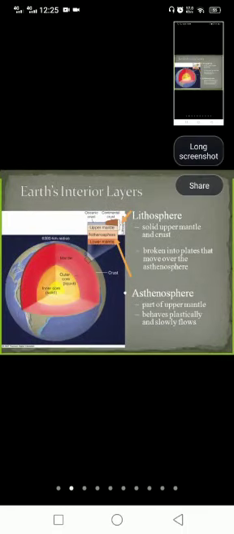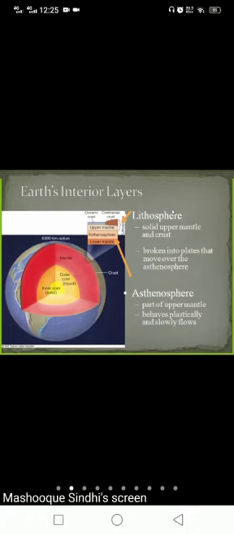Earth's interior layers. So we have inner core, outer core, mantle. This mantle is lower mantle, asthenosphere, upper mantle, mesosphere, then crust plus mantle, or lithosphere. The lithosphere is the solid upper mantle and crust, broken into plates that move over the asthenosphere. The asthenosphere, part of the upper mantle, behaves plastically and slowly flows.